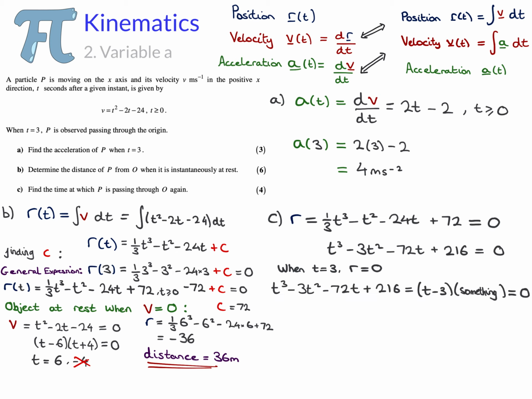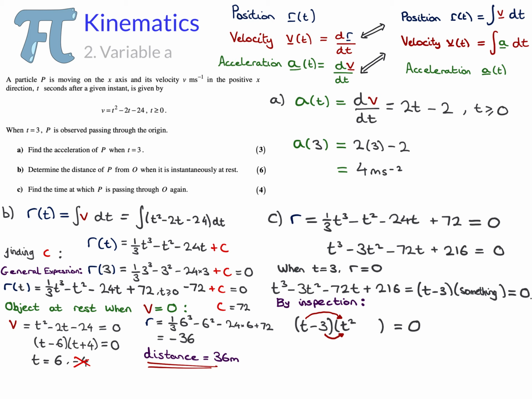This means that the left-hand side can be written as t minus 3 multiplied by something else, since inputting t is equal to 3 is guaranteed to make the whole thing equal to 0. We find out what this something is by inspection. We need a t cubed as the highest power of t, so this first term must be a t squared. Now so far, if we multiplied out these brackets, we would have a t cubed and a negative 3t squared, both of which we want.